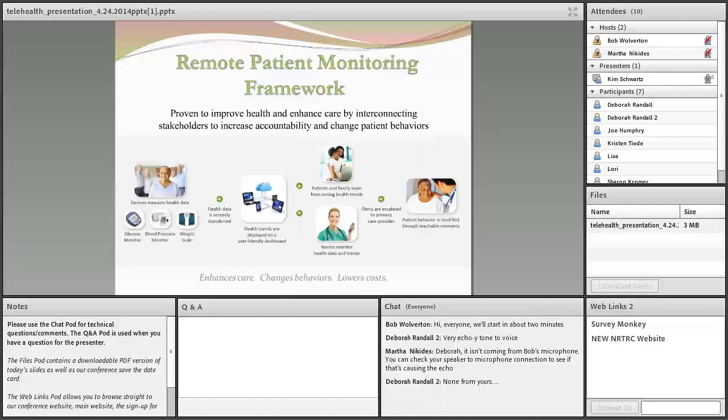So if there is an alert and the patient's parameters are out of scope, they will get a call from the nurse that's monitoring, and that nurse has some standard questions that she'll ask. She'll make sure that they've taken their medication. She'll follow up with some specific questions because she knows that patient, and make some recommendations.